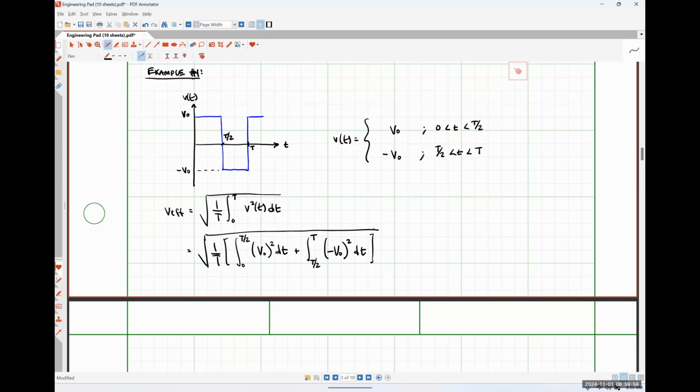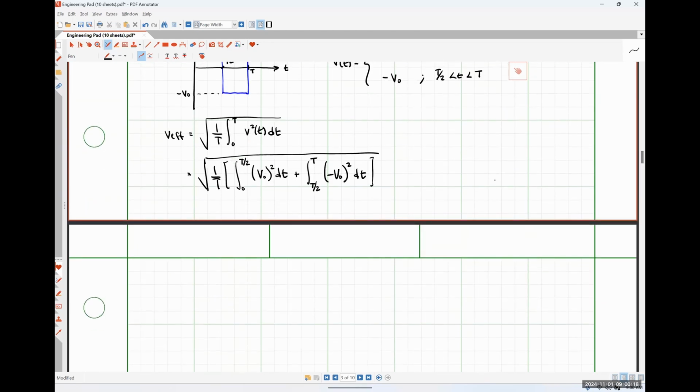So when I have a piecewise function, I'm just going to integrate over each of the individual intervals that make up the piecewise function. And I'm literally just substituting my voltage value in whenever I have my V squared. And I'm remembering to square it because if I don't do that, I'm not getting the RMS value. Okay, so this should be fairly straightforward.